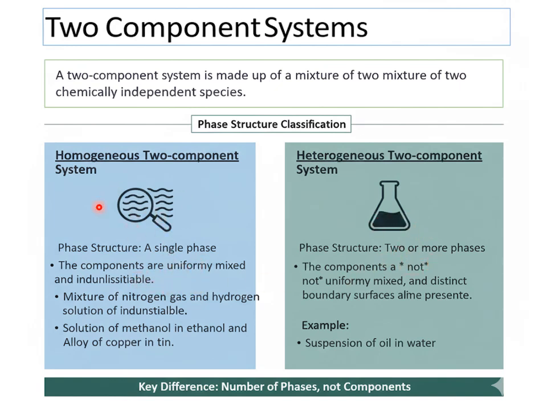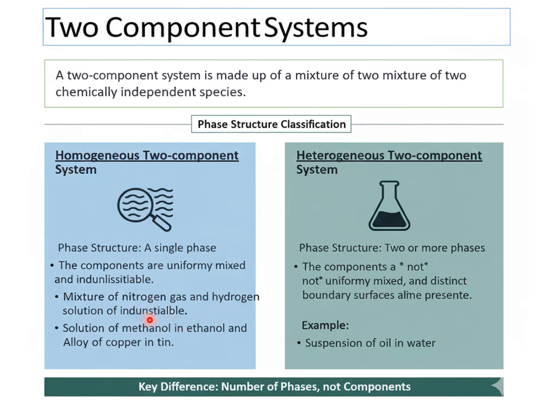In the homogeneous case the components are uniformly mixed. In the heterogeneous case, they are immiscible: the components are not uniform, and a distinct boundary or line is present.